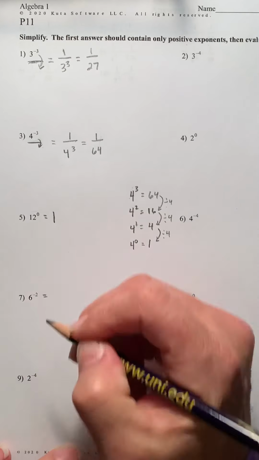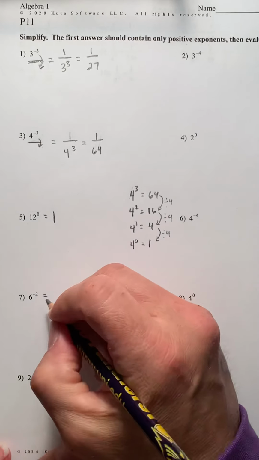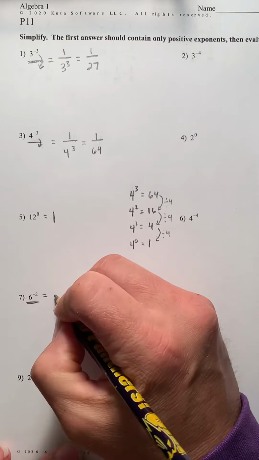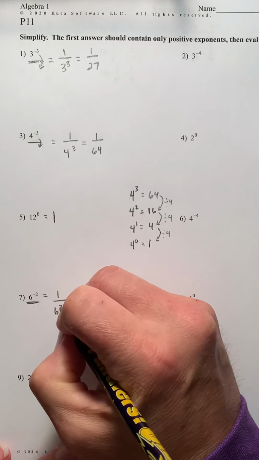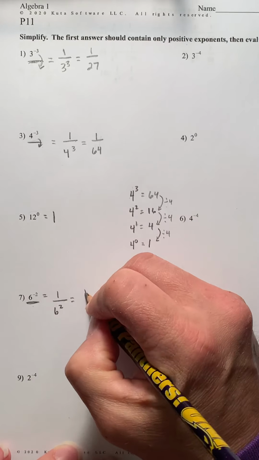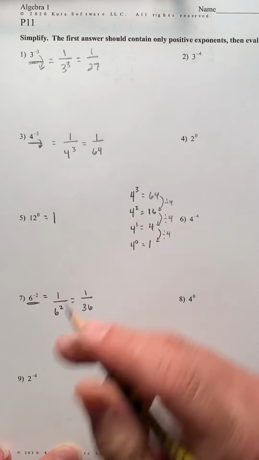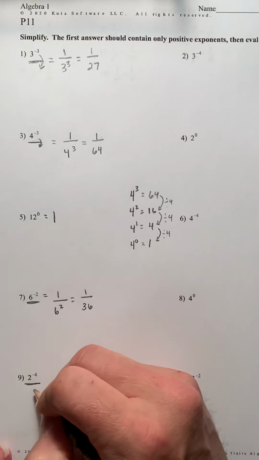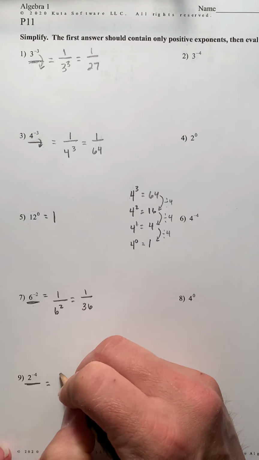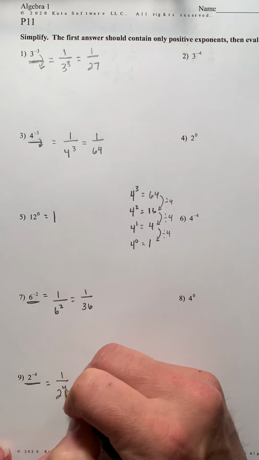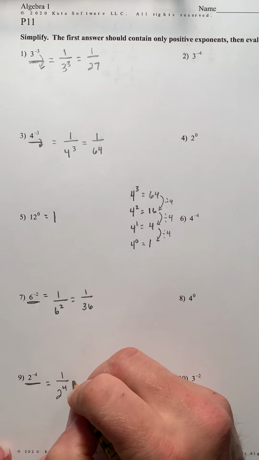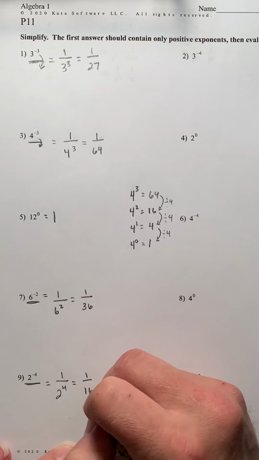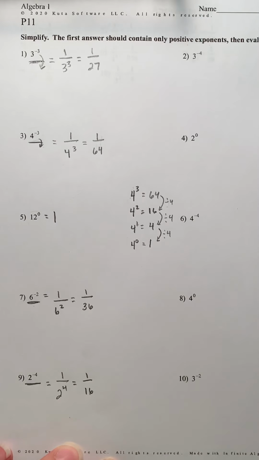All right, finishing up here, we have 6 to the negative 2 power. Remember, this is a fraction line. It's going to move to the bottom, so we're going to go 6 squared to the bottom, and 6 squared happens to be 36. 6 times 6. Fraction line, 2 to the negative 4 means we're going to have 2 to the positive 4 on the bottom, and 2 to the 4th power means 2 times itself 4 times. That happens to be 16, so our answer is 1 over 16.